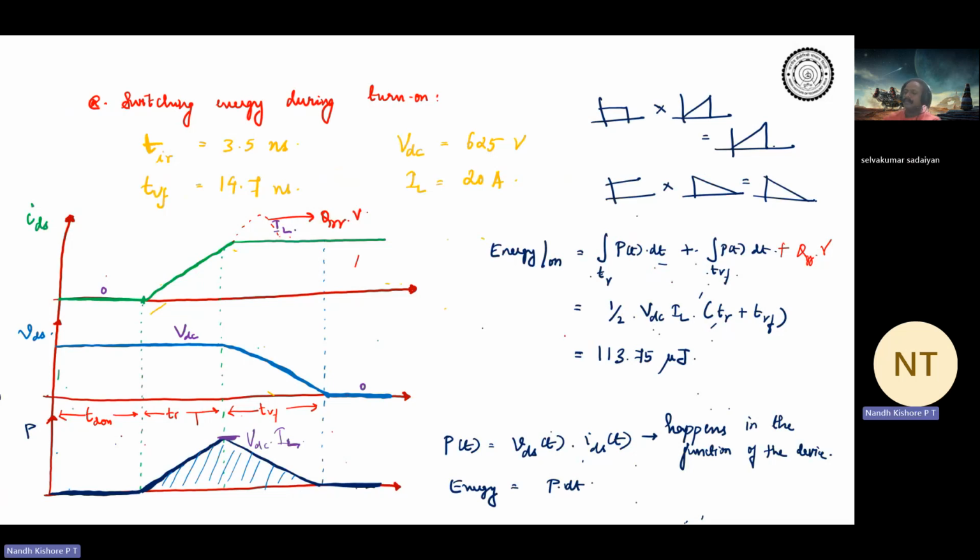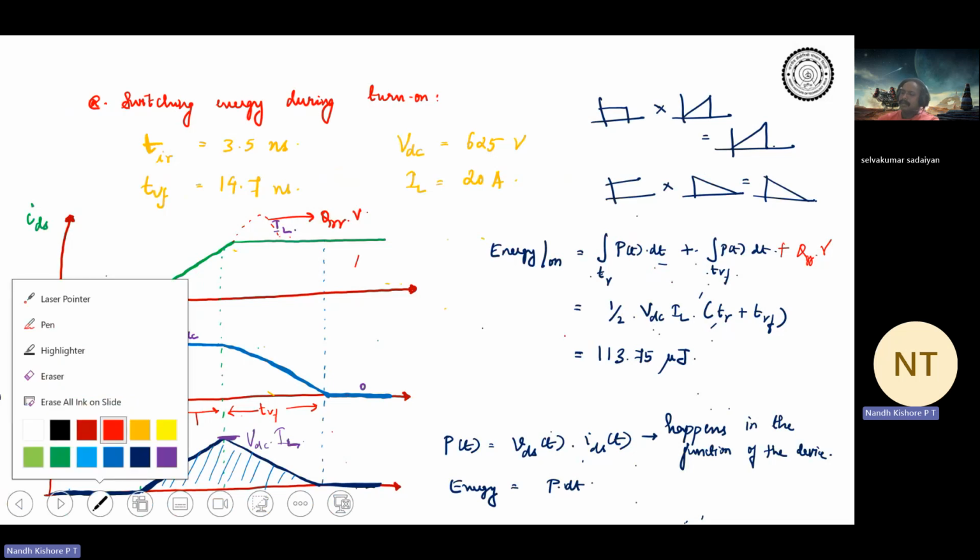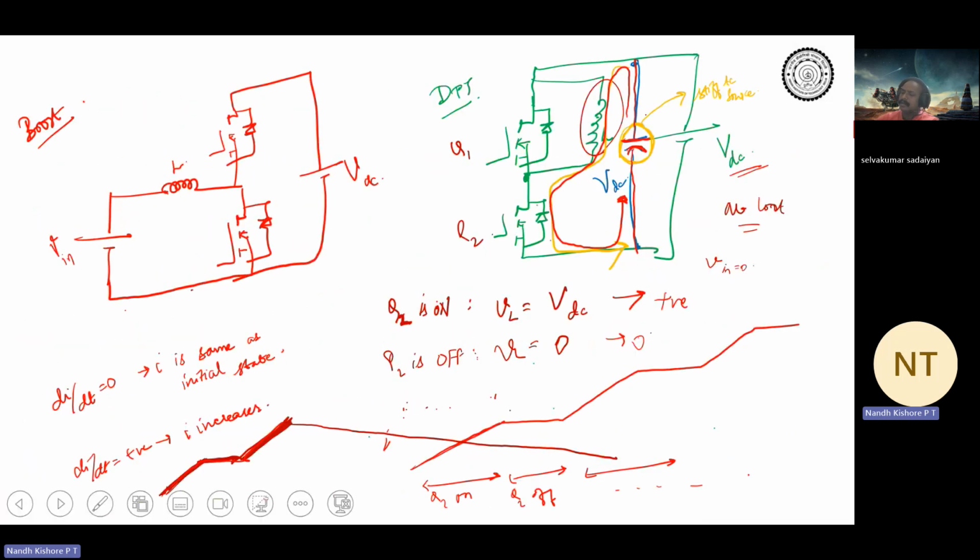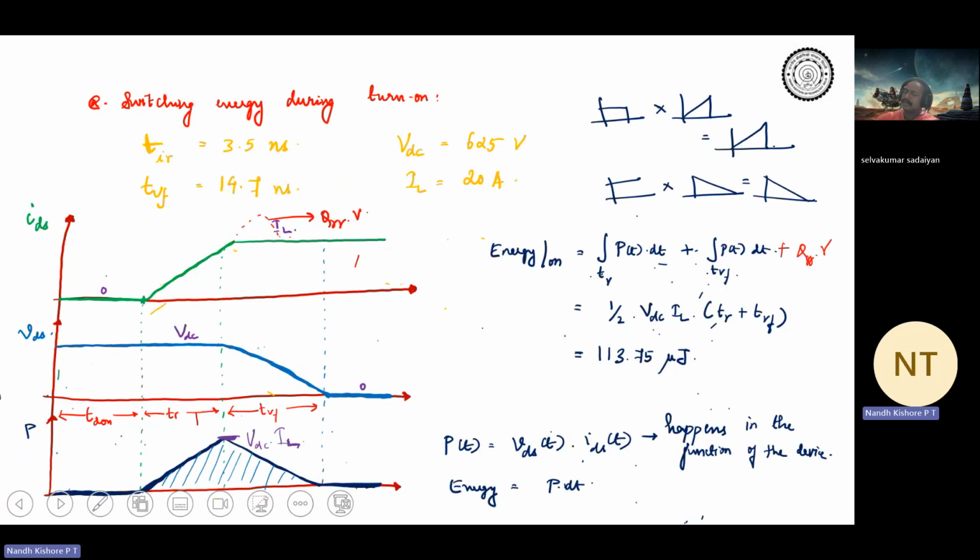There are multiple ways of doing this. Instead of QRR into voltage, if you know IRR and TRR, QRR is basically IRR into TRR. We have studied how to find the reverse recovery loss, so that component also will be added. Anyway, it's not part of the question, so we will not worry about that. Reverse recovery also happens every time the device switches, so that also needs to be taken into account.